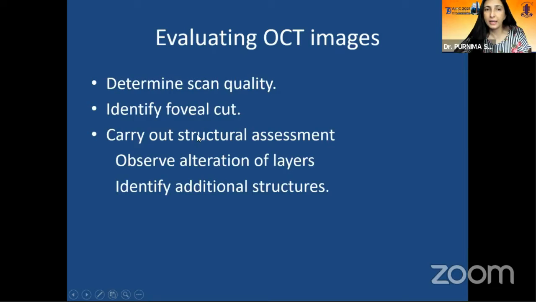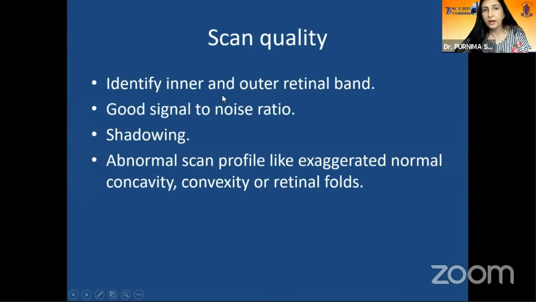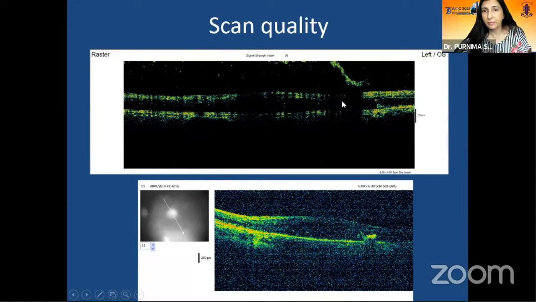Now, whenever we see an OCT image, we first of all look at the quality, then the position of the scan, and then we assess the different layers. In the quality, we have to look whether we are seeing the outer and the inner band clearly, a good signal to noise ratio, as well as any abnormal profiles. Here you can see in the first, some parts are not clearly seen, but this is because of the shadowing effect of the membrane in front.